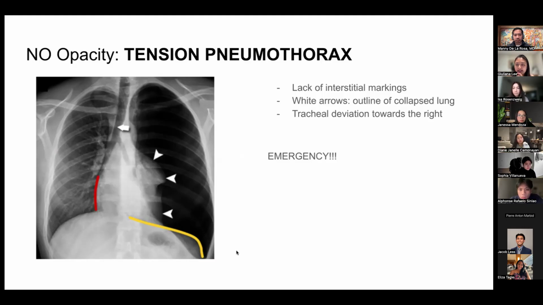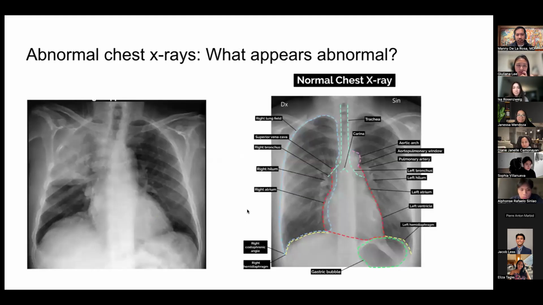Okay. Yes, and thank you, Manny, for this pearl. The patient's probably going to be unstable. And if you can't hear breath sounds, it's another great clinical sign that would likely correlate with the x-ray we're seeing. Okay, next slide. Alrighty, let's keep going.